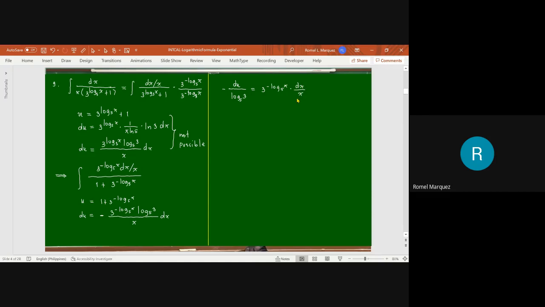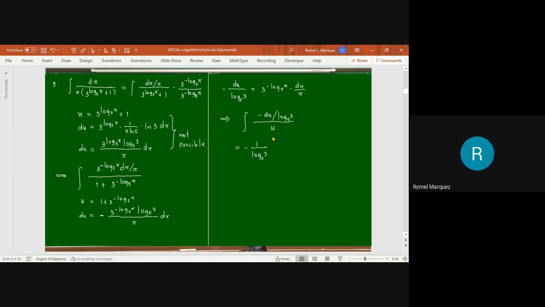Yan. Okay? O, yan yung numerator. Tama? So, the integral now becomes what? Ano mangyayari sa integral? Ano na daw ang numerator? Ito na. Negative du over log of 3 to the base 5 all over u. Okay? Ano na sagot niyan? Pwede nating i-mental yan. Negative 1 over log of 3 to the base 5.